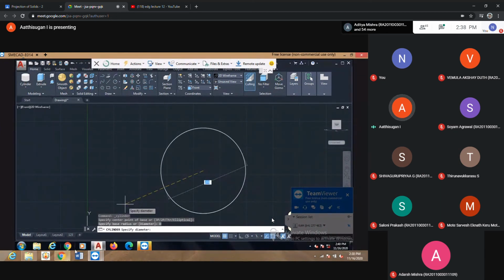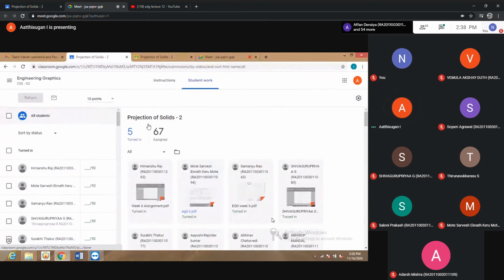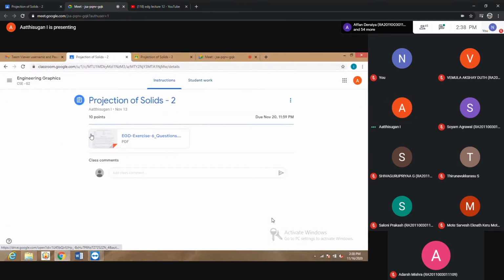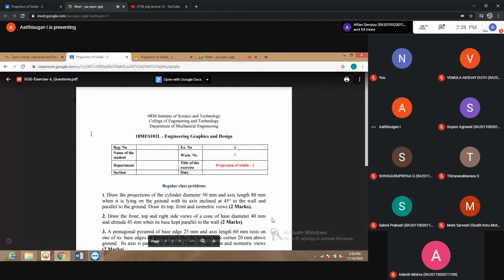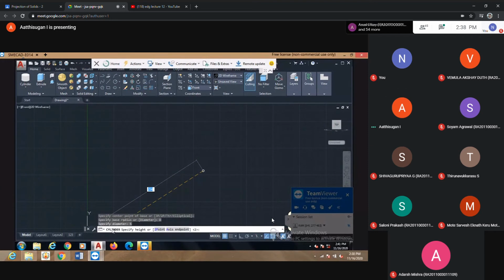Draw your own questions. How much radius? A diameter? Diameter 50 mm, axis is 80 mm. Diameter 50. Axis is 80.